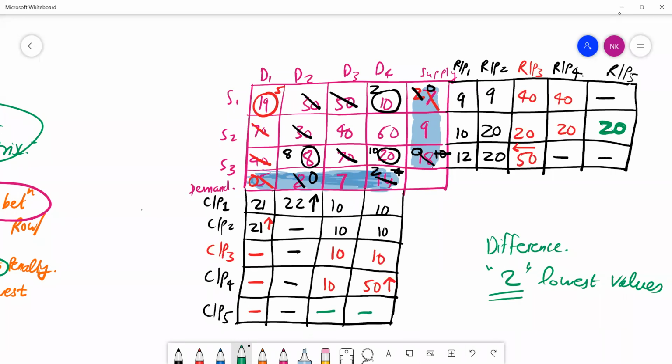So which is the highest penalty in the fifth penalty column? It's the 20. That's the only penalty. Find out the lowest value. It's 40. 7 and 9. So you can allocate 7 over here. It will be 0. This will become 2.